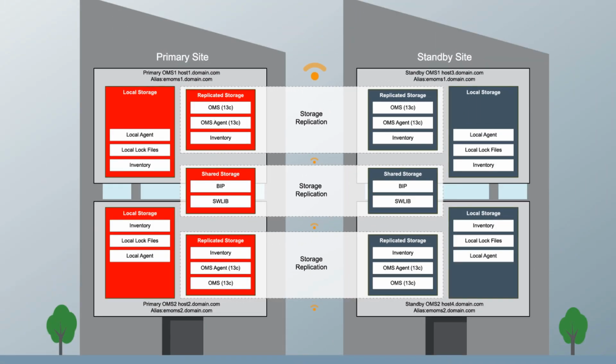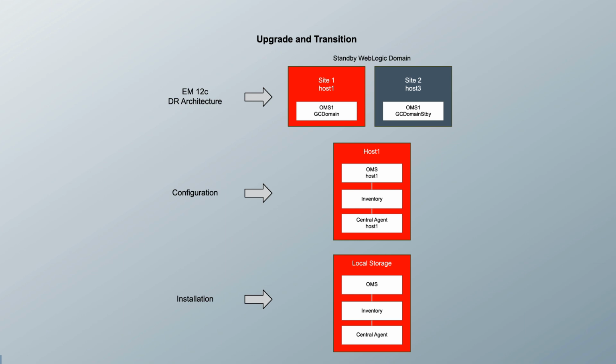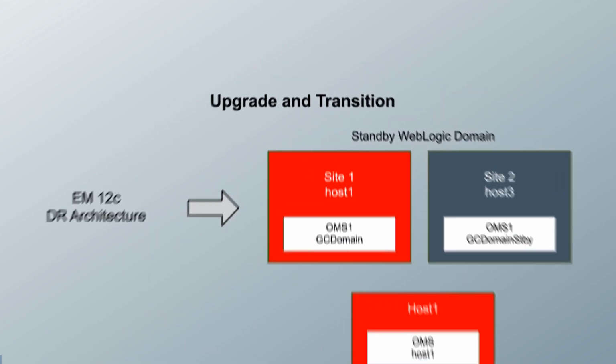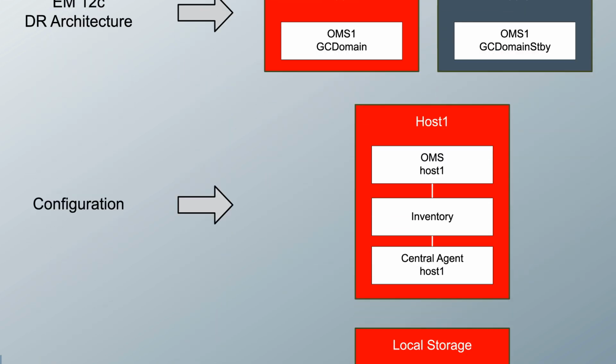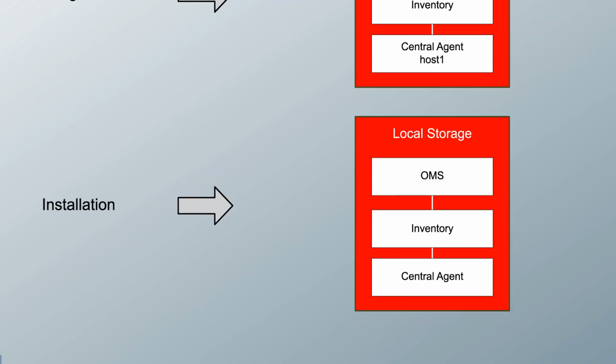You need to use the upgrade and transition process if the EM12C environment implements the standby WebLogic domain DR architecture, if DR is still needed in EM13C, and if one or more of the following conditions exists. The Oracle management servers and central agents are not configured with alias host names, or their installations or associated Oracle inventory are not on replicated storage, or not in a location that can become replicated storage without the use of symbolic links.